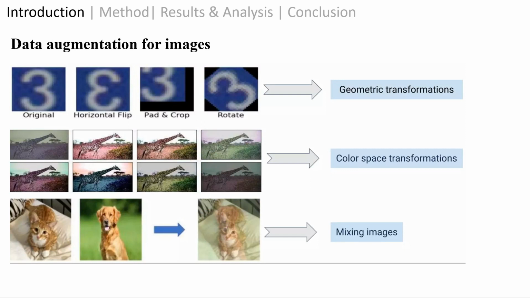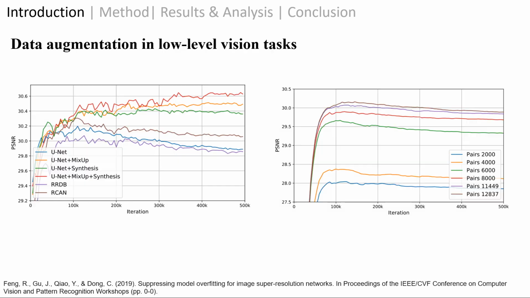DA has been well studied in high-level vision tasks, for example, image recognition, image classification, and semantic segmentation, for achieving better network performance and alleviating the overfitting problem. For example, as one of the pioneering strategies, Mixup blends two images to generate an unseen training sample. The effectiveness of the DA strategy on light field super resolution has received very little attention. As a pioneering work along the line of DA for low-level vision, Feng et al. analyze Mixup in single-image super resolution to suppress the model overfitting phenomenon.